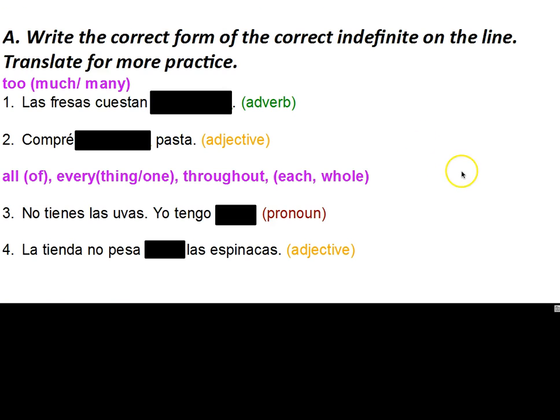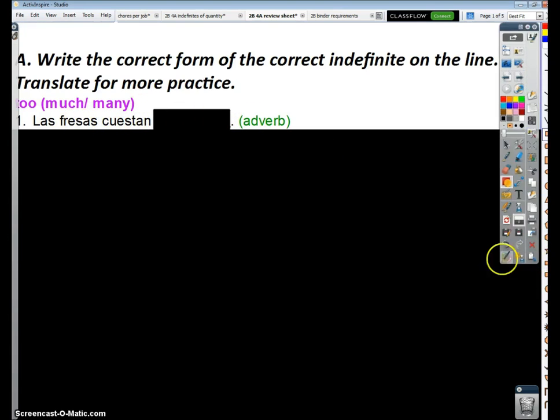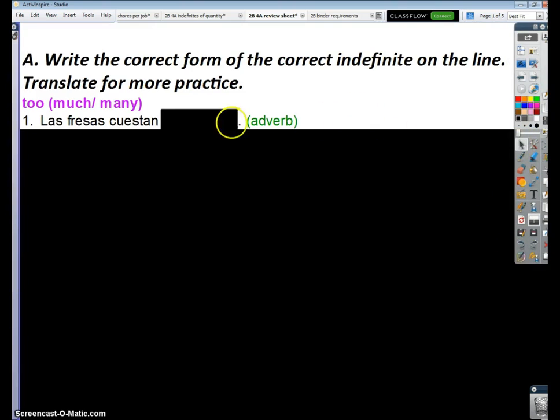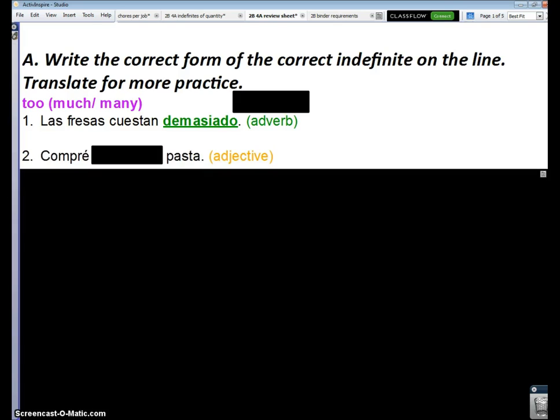Sorry, I had the wrong screen there. The strawberries cost too much. How do they cost? Too much. So this is an adverb. It's describing cost, a verb, not las fresas, which is a noun. So I want demasiado, because the adverbs always end in the letter O.